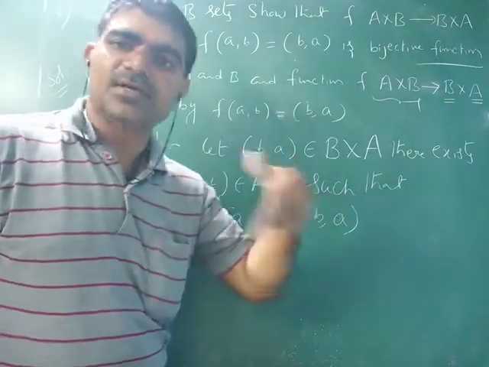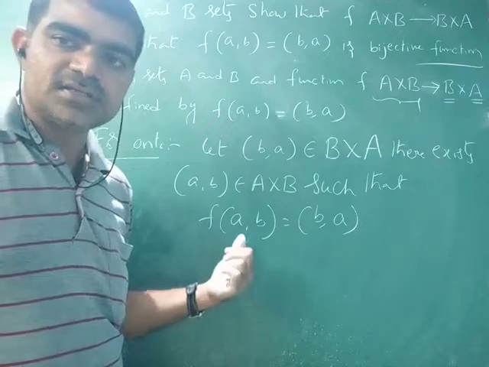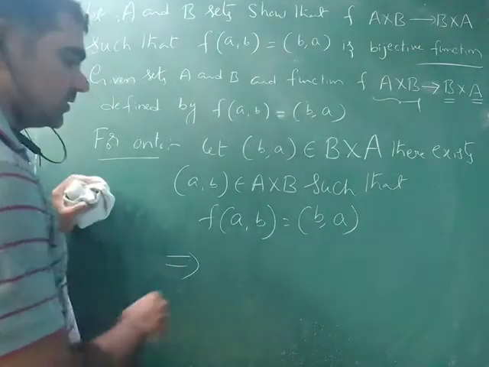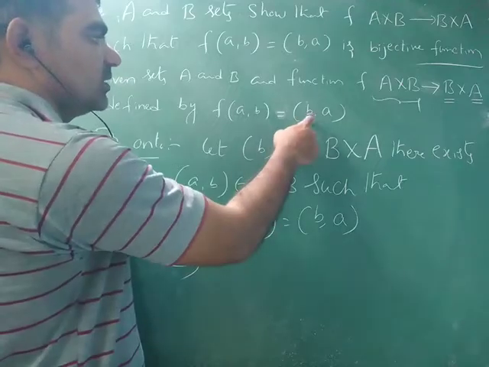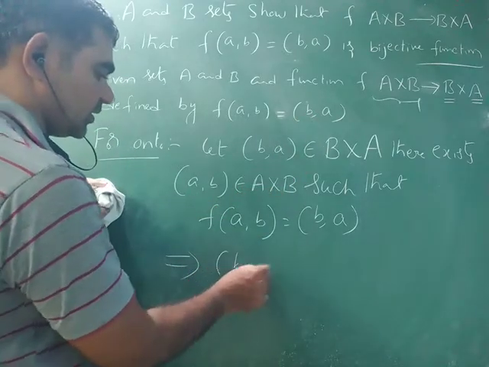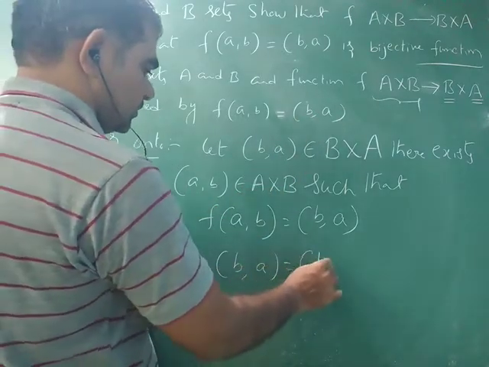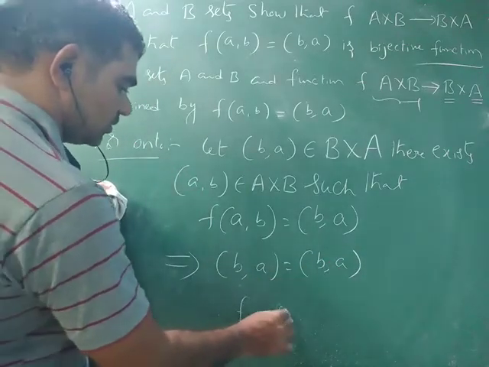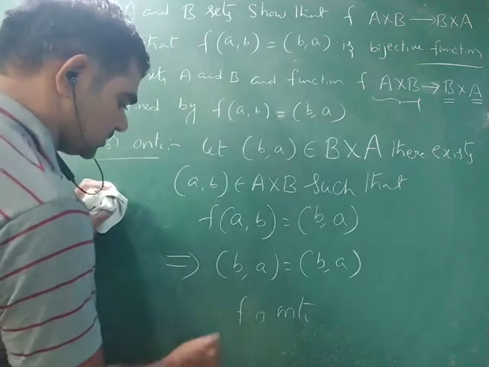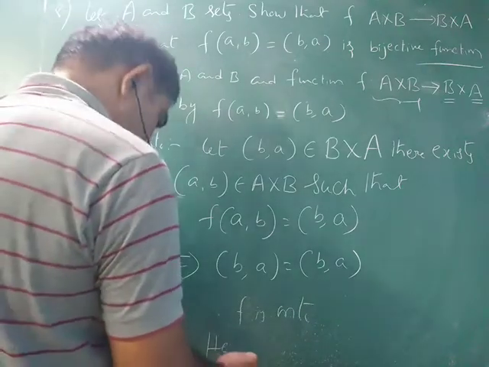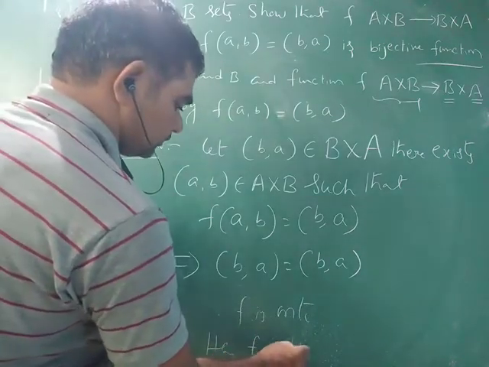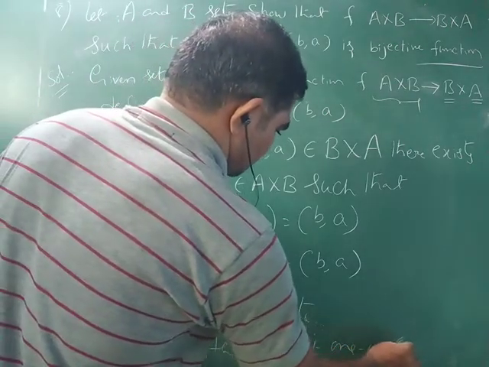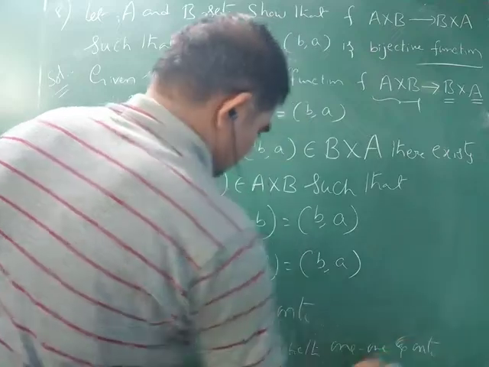There exists an element in the domain. How? f of (a, b) equals (b, a). That implies, according to the definition, f of (a, b) is nothing but (b, a), which is equal to (b, a), right? So therefore f is what now? Onto. Hence f is both one-one and onto.